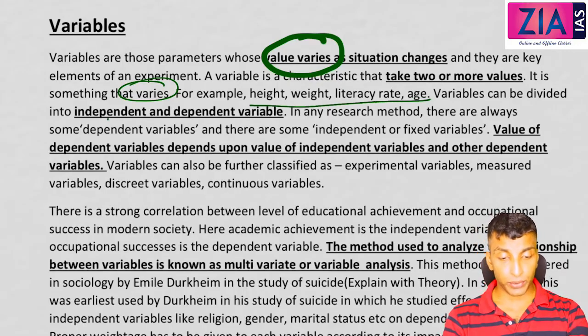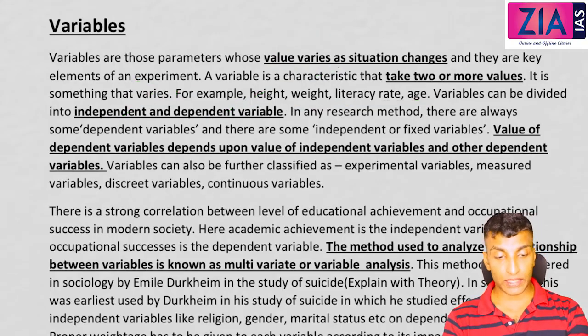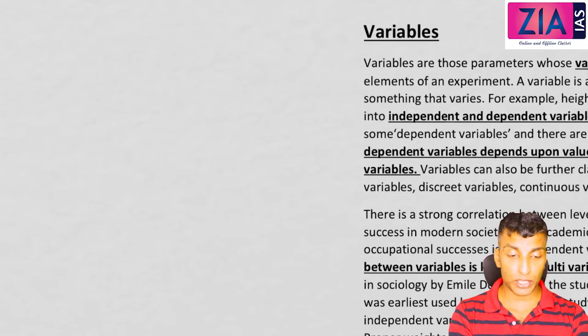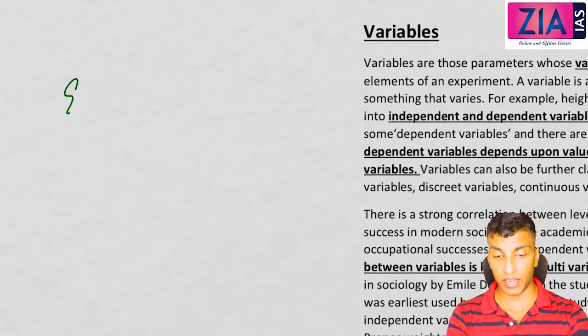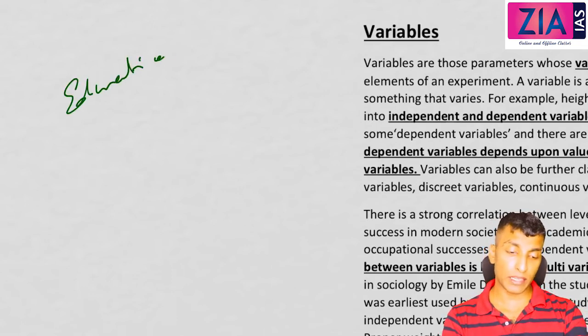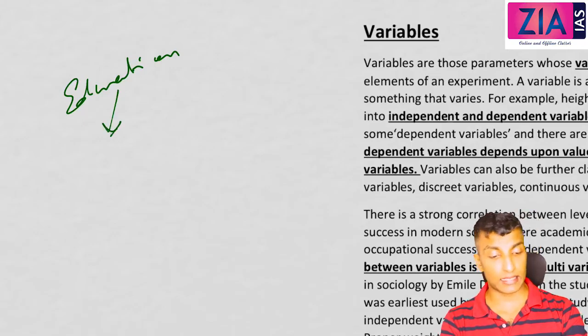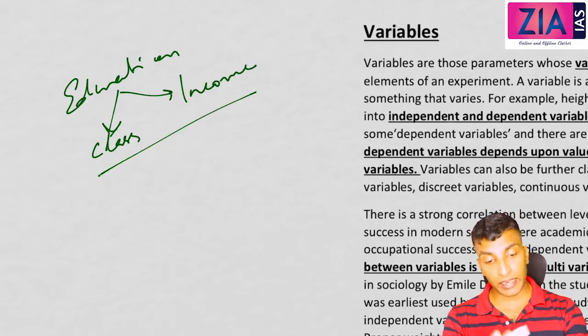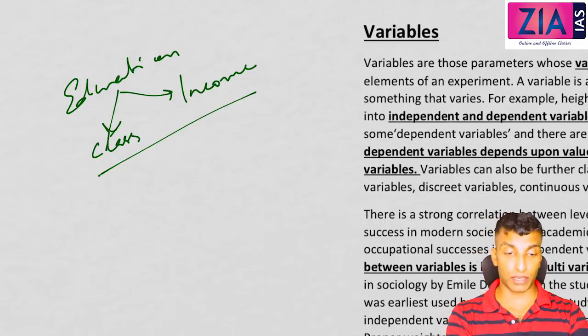Variables can be divided into independent and dependent variables. In any research method, there are always some dependent variables and some independent or fixed variables. If you talk about education, it may be a dependent variable. Why may it be a dependent variable? Because it is depending on certain other things, your class and your parental income. So that is what you mean by dependent variable. It depends on some other variable.